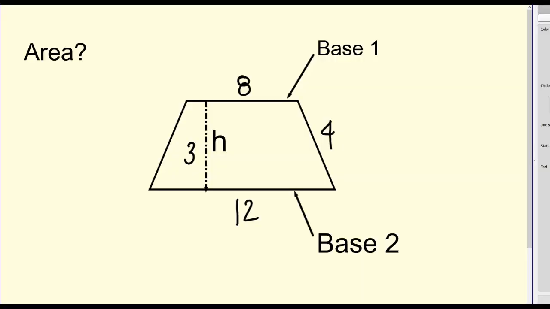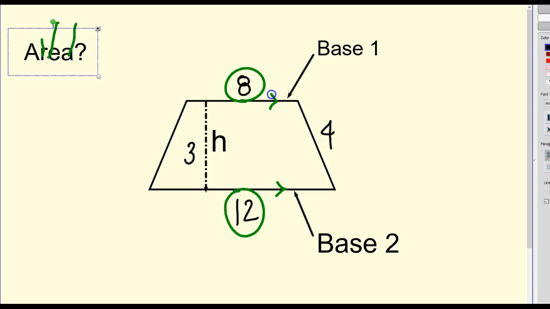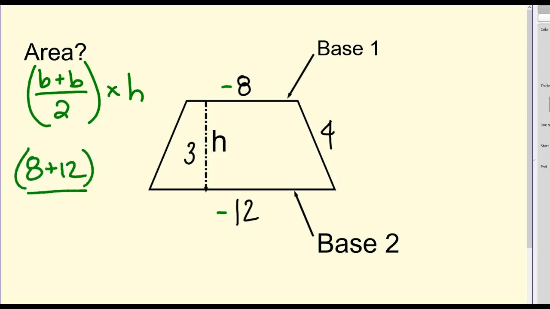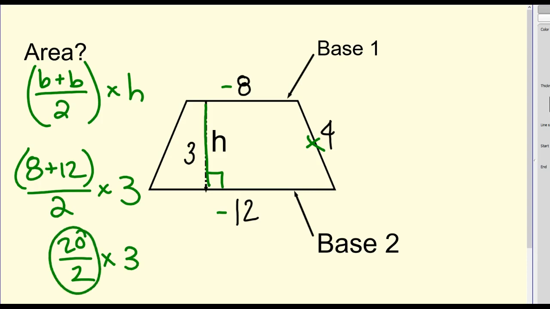Area of this one, it's right on your paper. I've got two bases. I have to find the two sides that are parallel. So I have base 1 and base 2. Formula is base 1 plus base 2 divided by 2. That's the average base times the height. So my two bases are 8 and 12 divided by 2 times my height. And I have to find the height right here that's perpendicular. This is not the height. Okay, 3 is my height. So let's work it out. 8 plus 12 divided by 2. So that gives me 10 times 3, or 30.